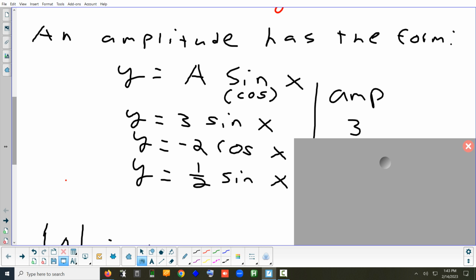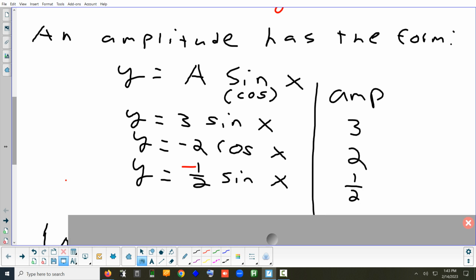Right. How about the second one? y equals negative 2 cosine x. What do you think the amplitude is going to be there? It would be 2. Yes, the negative is going to flip it, but the negative has nothing to do with the amplitude. The negative has to do with when we sketch it. And how about this one? 1/2 sine x. Yep, amplitude there would be a half.